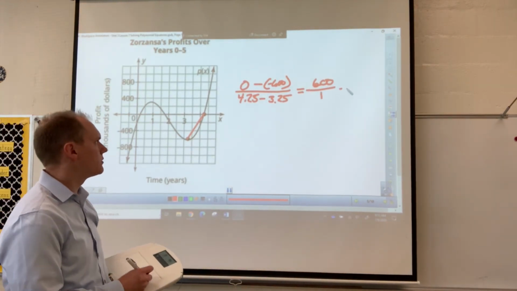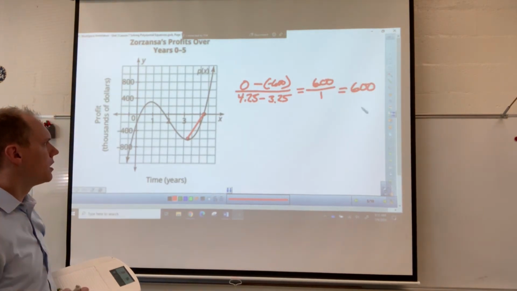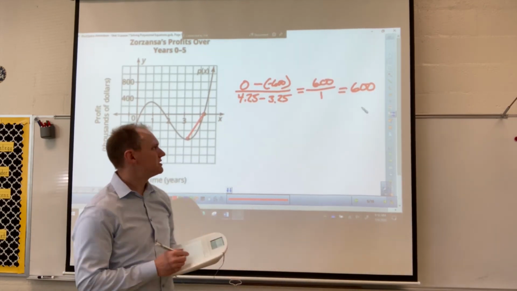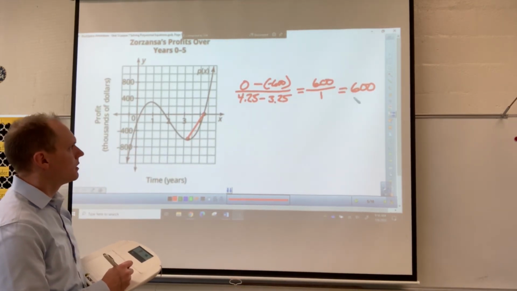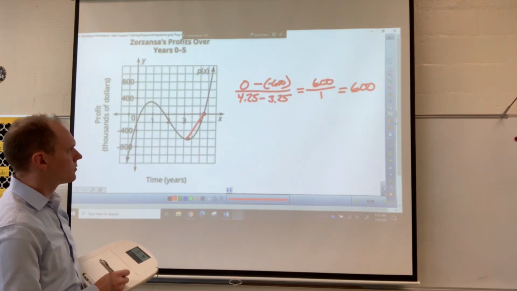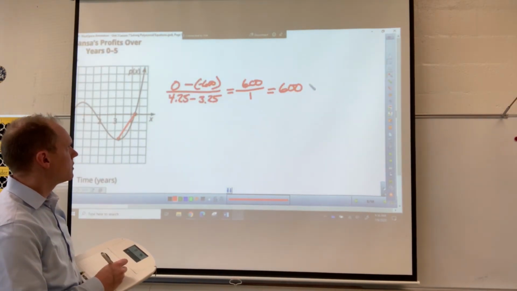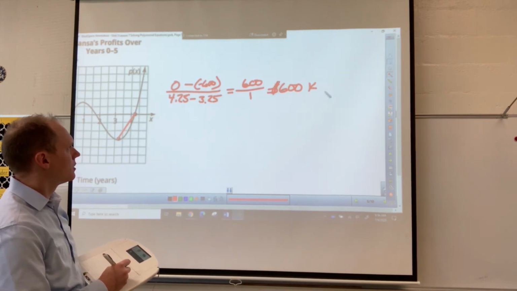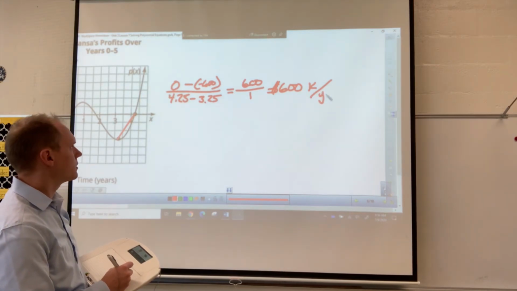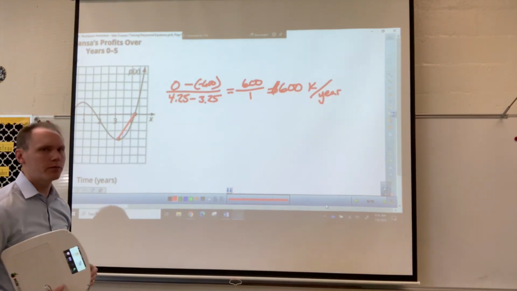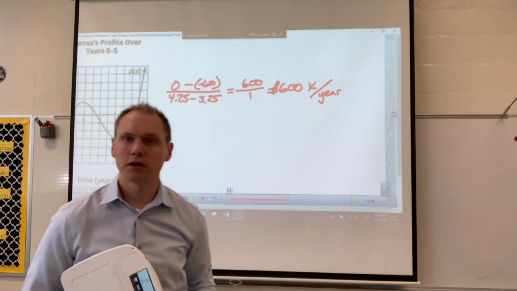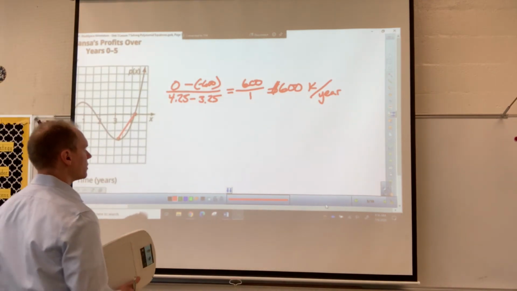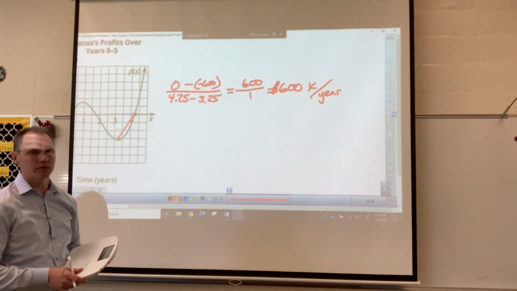So really, our average rate of change here is 600, which is the slope of this secant line here. So that'd be $600,000 per year. If we think about our units there, it'd be in thousands of dollars per year that we're gaining there, at least if you estimate.